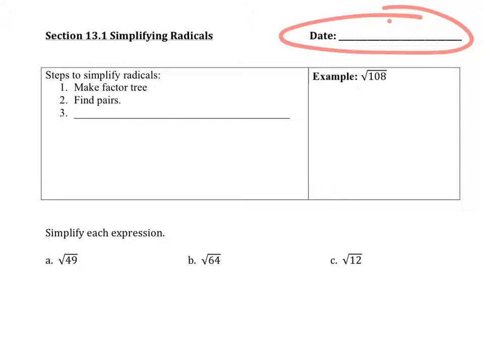First thing is you want to make a factor tree. In a factor tree, our goal is to find prime numbers. And just a little refresher, factors are things that multiply together to get to a number. Okay, so you're going to find pairs, and the pairs are prime numbers at the bottom of the tree.